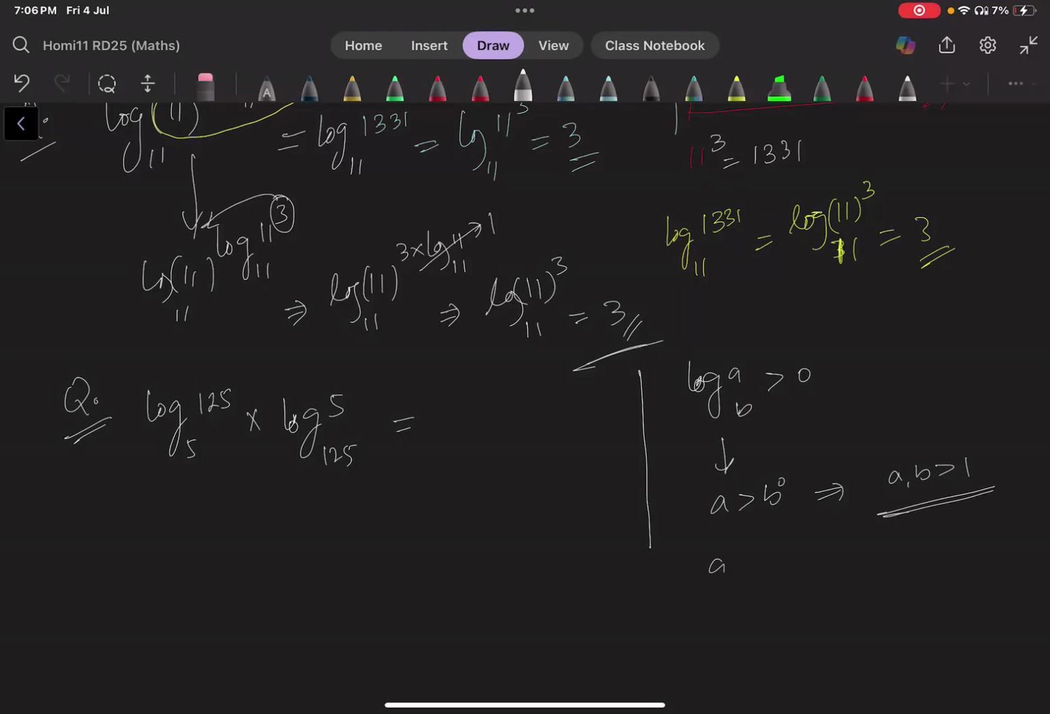But it will be like a less than b raised to 0 if a is greater than 1 and b is less than 1.